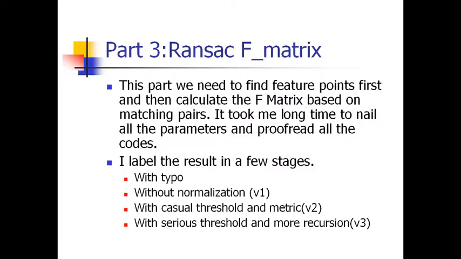Part 3 is the RANSAC F matrix. Basically, we need to filter the points ourselves, discard the bad matches and only keep the good matches to calculate the F matrix, so we can have a good result. The RANSAC algorithm randomly selects some points and estimates the fundamental matrix, and then we assess how good it is by applying the F matrix to the point correspondences.